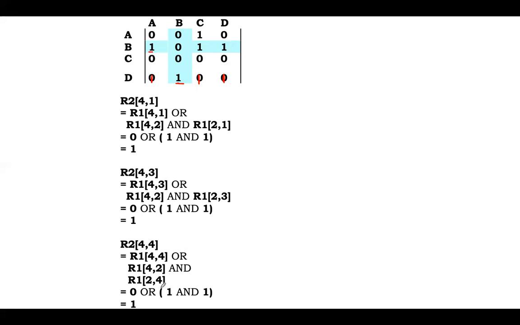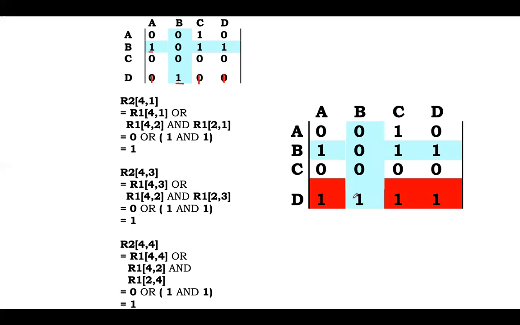4 comma 2 and 2 comma 4. So this location will become 1. This has become 1. This is becoming 1. This is R3, R2. So this is the R2 matrix. Next, in the R2 matrix, we have to consider third row, third column.